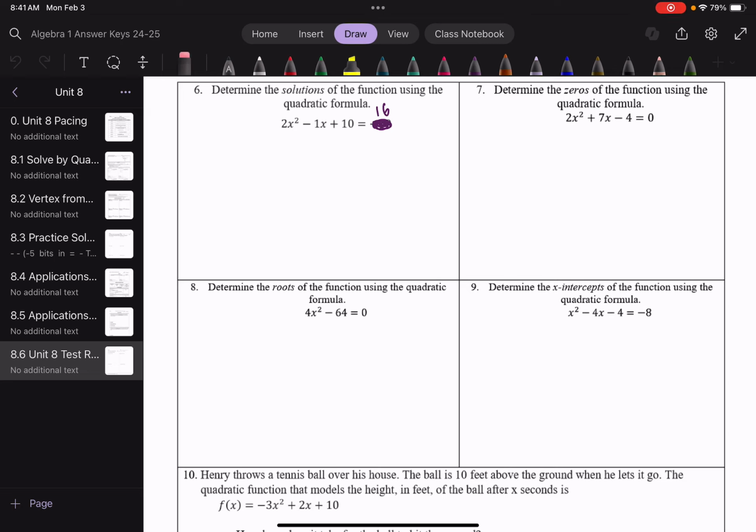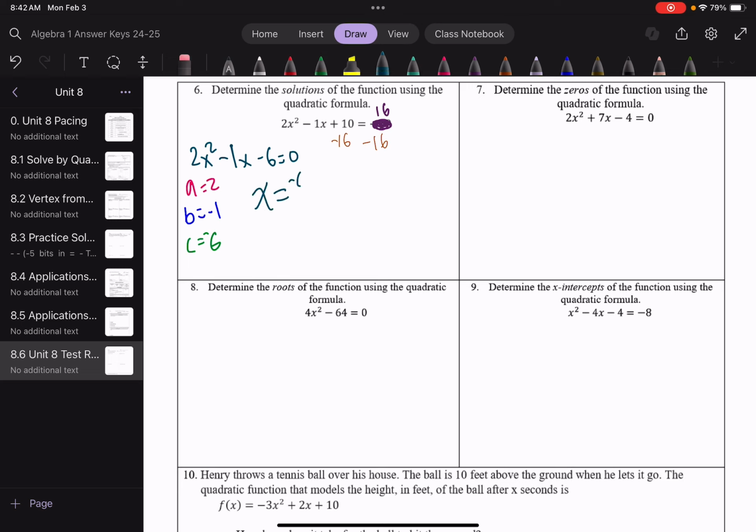So the first step that we need to do is go ahead and subtract 16 from both sides. This is going to leave us with 2x squared minus 1x minus 6 is equal to 0, with an a value of 2, a b value of negative 1, and a c value of negative 6. And now we can substitute these into the quadratic formula.